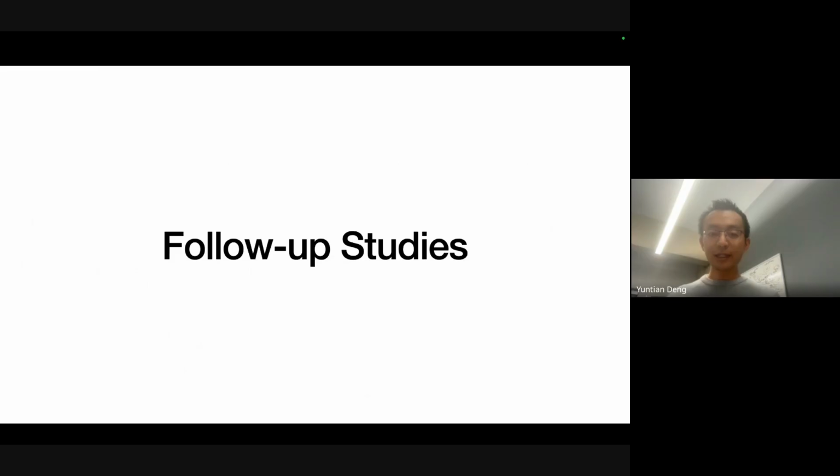So that basically concludes most of our work on implicit chain of thought reasoning. But since then, there have been some follow-up studies, which either give us a better understanding of what's happening inside the model, or, I think, propose better model architectures to make the model more powerful to potentially solve even more challenging problems.